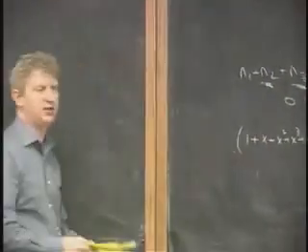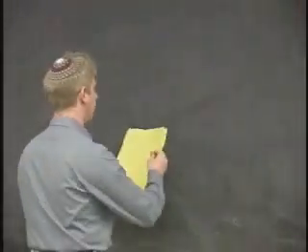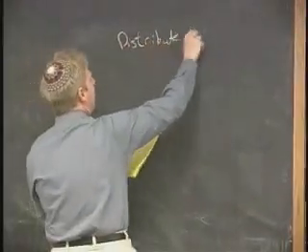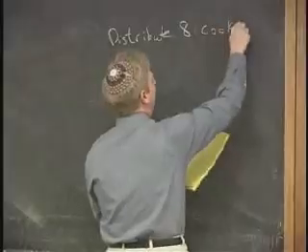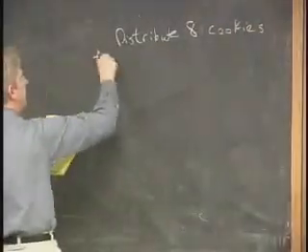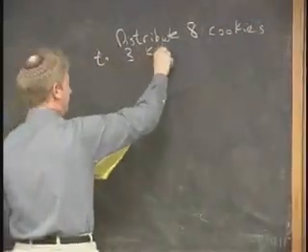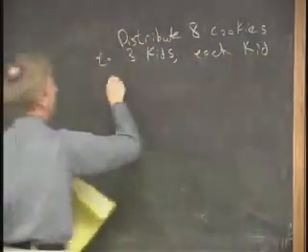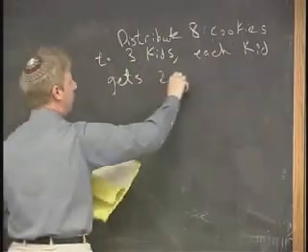And in this one, I'll really do the example in more detail if you're still not with this idea yet. So same kind of problem. We're going to distribute 8 cookies to 3 kids. Each kid gets 2 to 4 cookies.